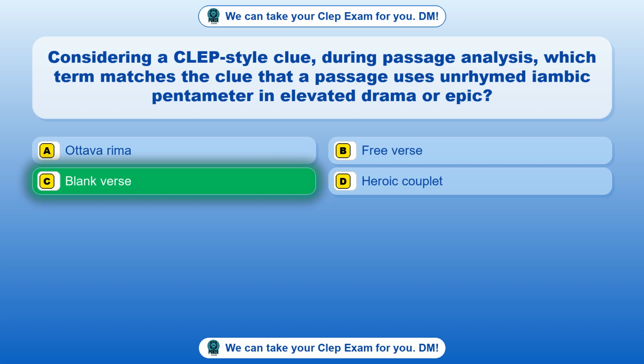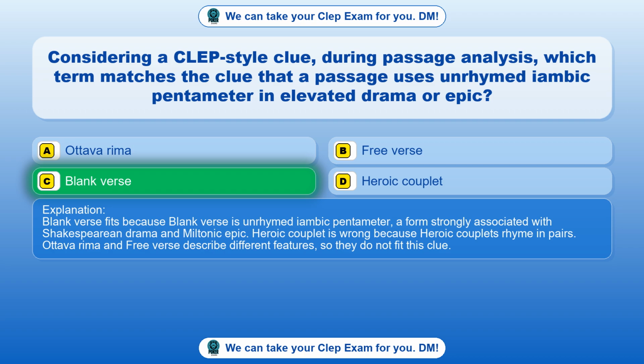Blank verse. Blank verse fits because blank verse is unrhymed iambic pentameter, a form strongly associated with Shakespearean drama and Miltonic epic. Heroic couplet is wrong because heroic couplets rhyme in pairs. Ottava rima and free verse describe different features, so they do not fit this clue.